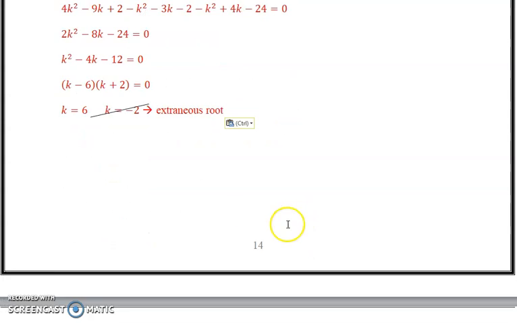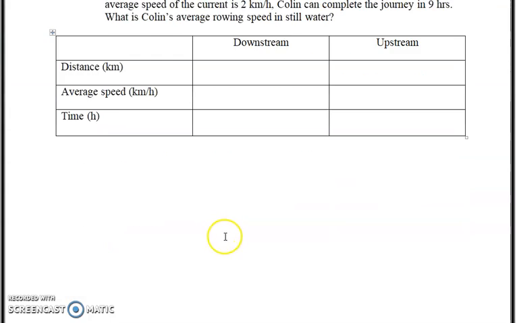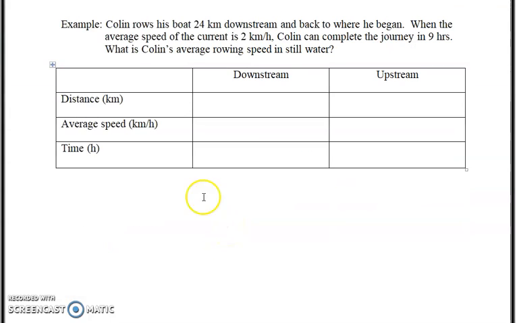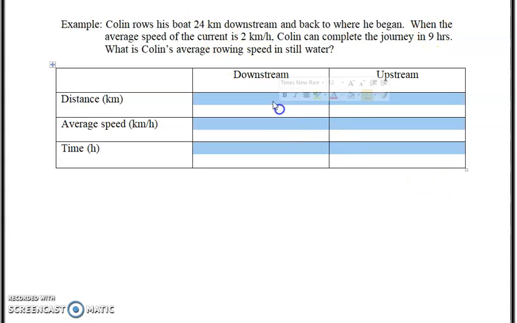All right. So let's look at a couple of word problems, and then we'll finish chapter 6. It says Colin rows about 24 kilometers downstream and back to where he began. When the average speed of the current is 2 kilometers per hour, Colin can complete the journey in 9 hours. What is Colin's average rowing speed in the water? So that's kind of like a physics question. It's kind of neat.